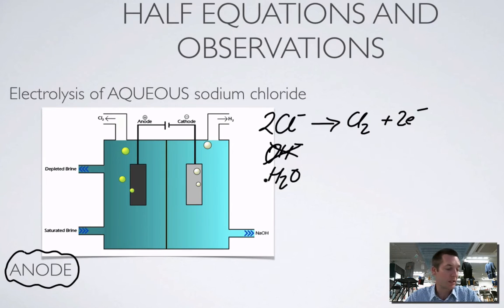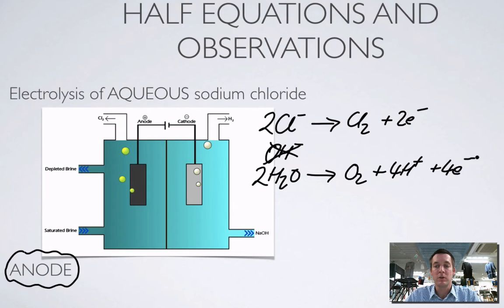And if we look on our data sheet and try and find a half equation where water is losing electrons, we can see that two water molecules turn into oxygen and 4H plus ions and 4 electrons. And we can see there the electrons on the right. So again, water is being oxidized here. Now, you can use the voltages to predict which one of these two is going to happen, but that is beyond the scope of the WACE course.